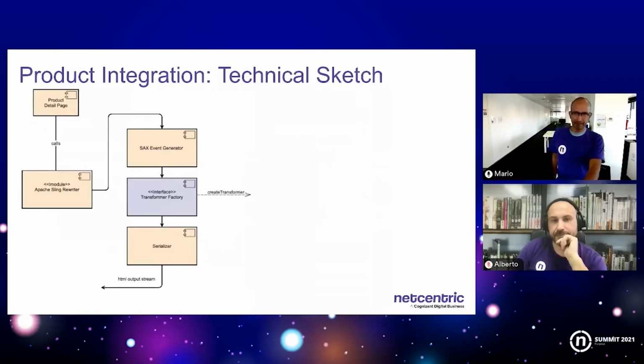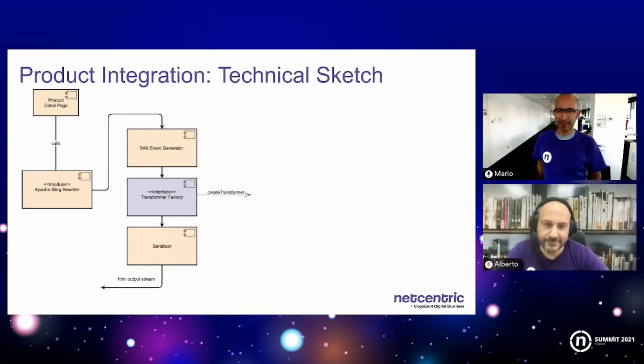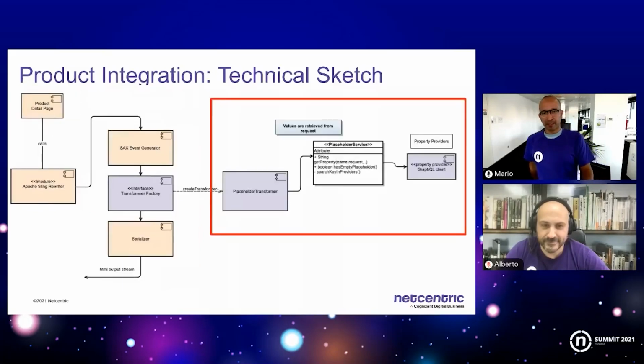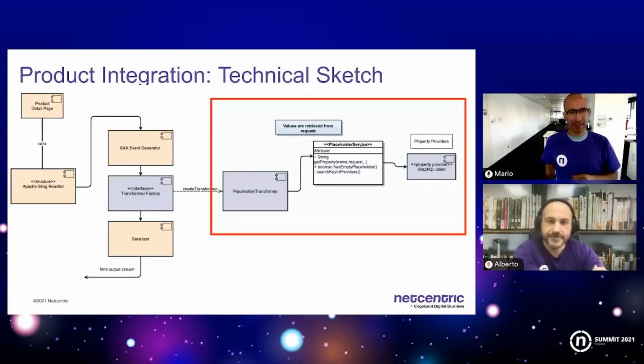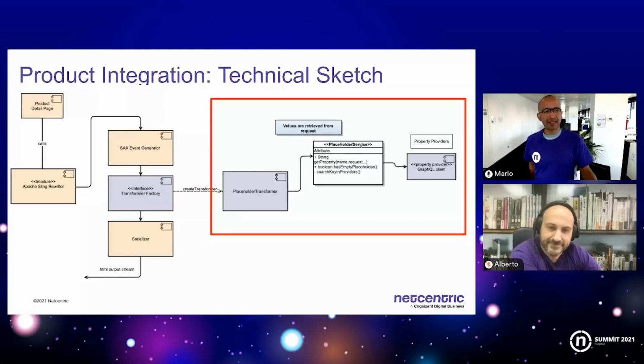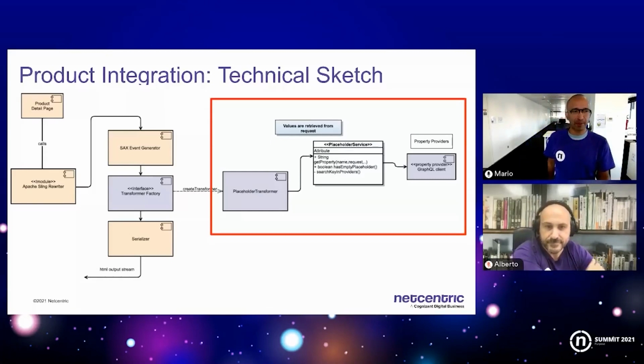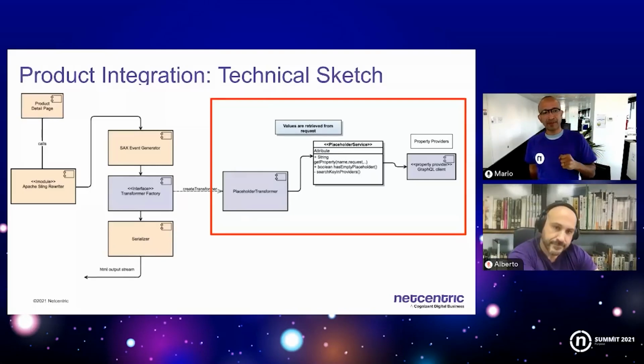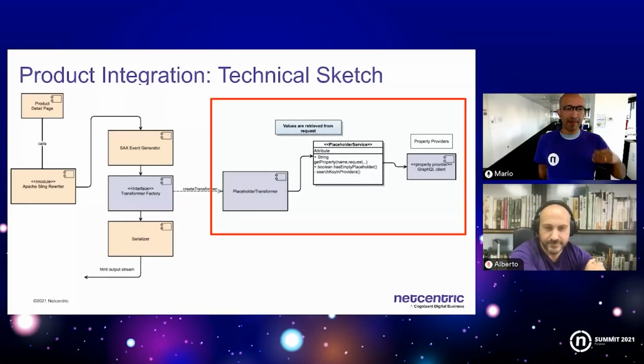So basically, here you have how the pipeline works. The SAX event generator is a generator of SAX events like XML. And then you create a transformer. Right? The serializer is the end that puts everything together. The placeholder transformer extends the default transformer, and you can easily point to the key. We use a placeholder service. It's very simple, an OSGi service, nothing fancy about it, but it has a good design of what we call property providers. So it requires a property based on a name, and you can have many property providers.